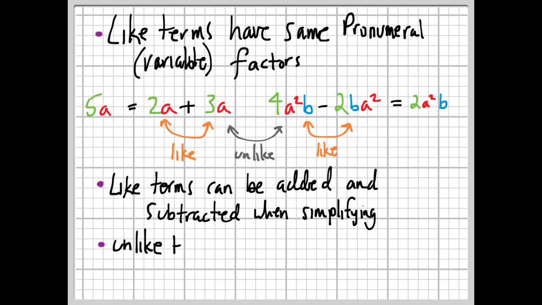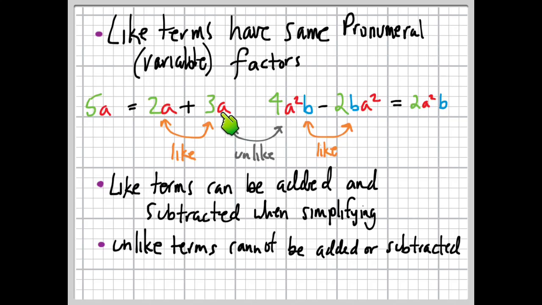Okay? Unlike terms cannot be added or subtracted. Okay? So for example, that 3a and the 4ab squared could not be added or subtracted. If you had a problem that said simplify 5a plus 2a squared b, okay, the answer would simply be 5a plus 2a squared b. There's no simplification you can do there. Those are unlike terms because they have different variable or pronumeral factors.